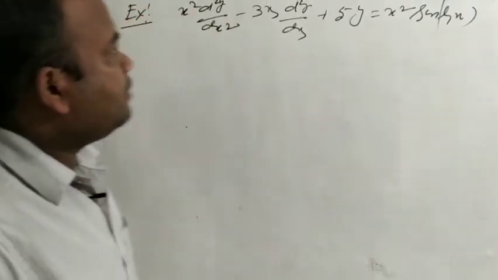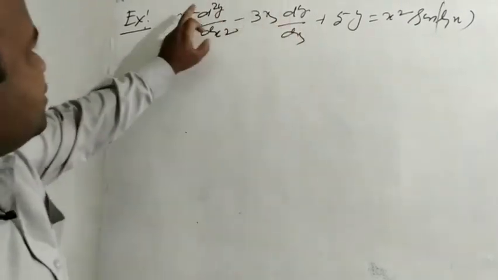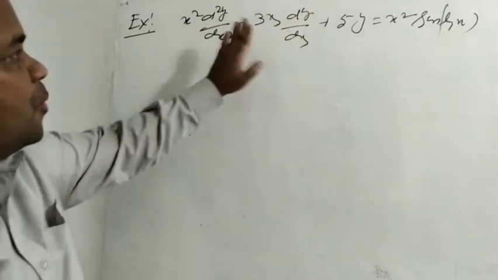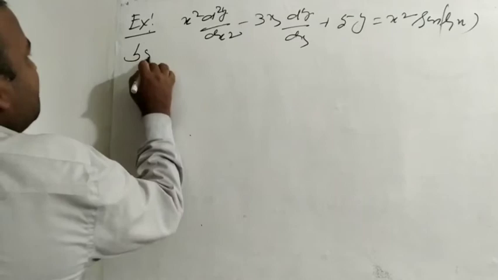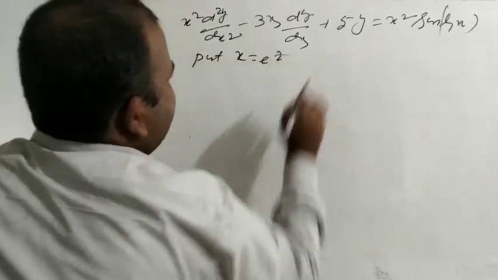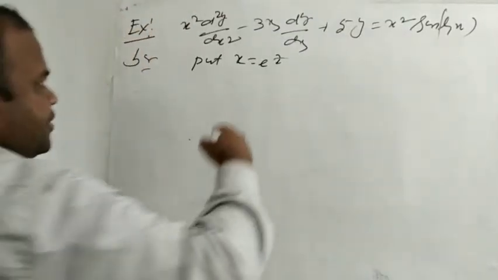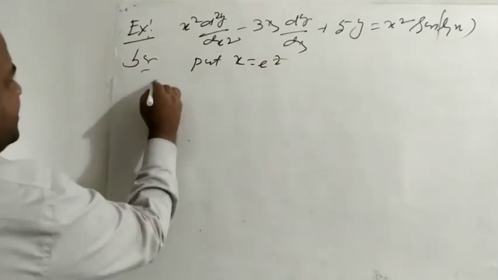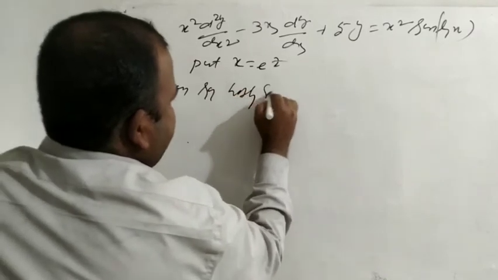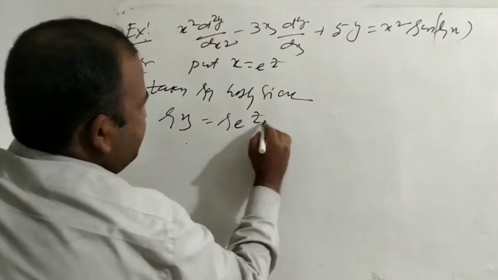Now we will solve problems based on Cauchy's differential equation, that is, the homogeneous differential equation. Here this is x square with d square, and this is x with d, so it is known as a homogeneous differential equation. How do we solve it? Here you put x equals e raised to z. In the case of Legendre, you put ax plus b equals e raised to z. So put x equal to e raised to z, taking logarithm on both sides: log of x equals log of e raised to z, that is z.